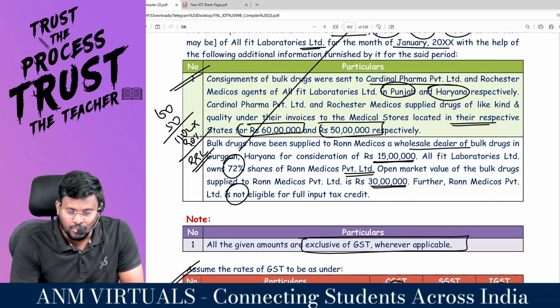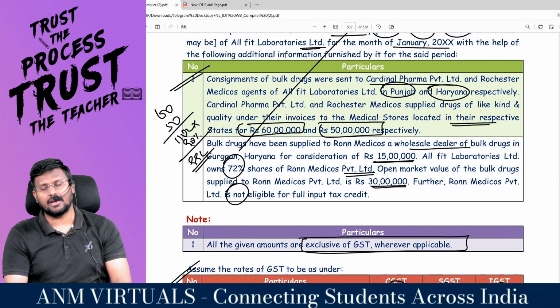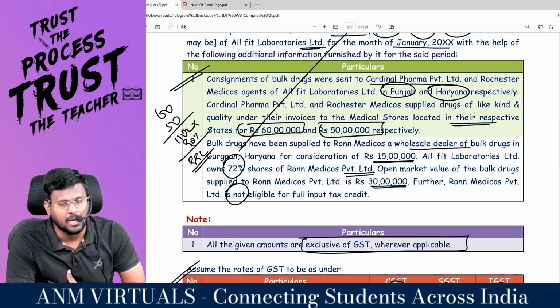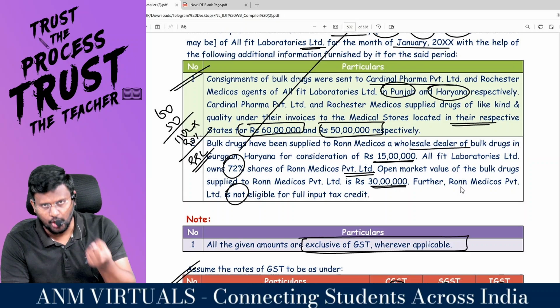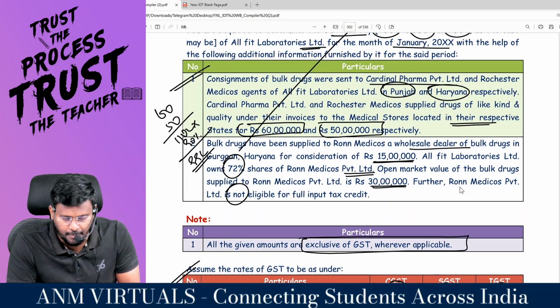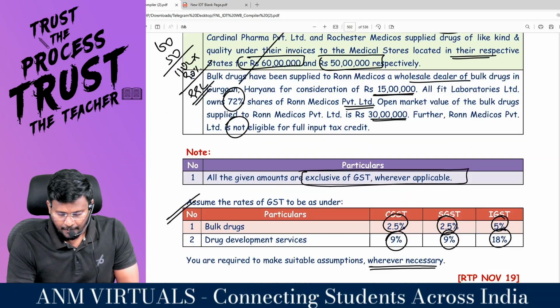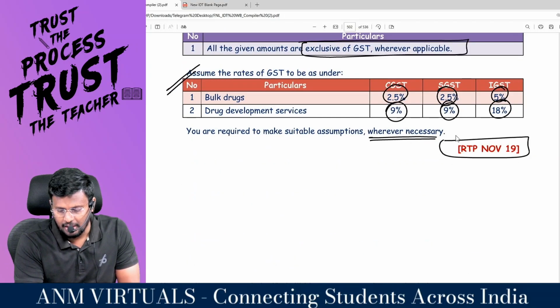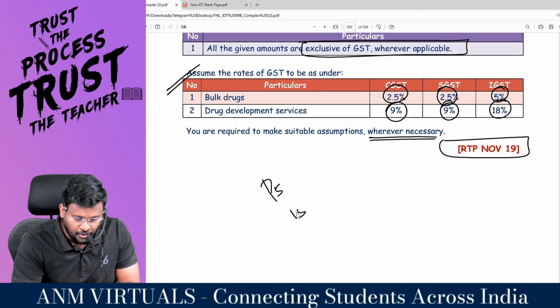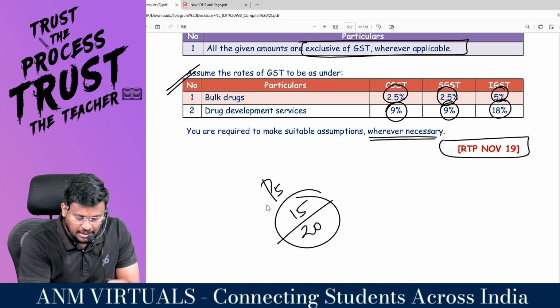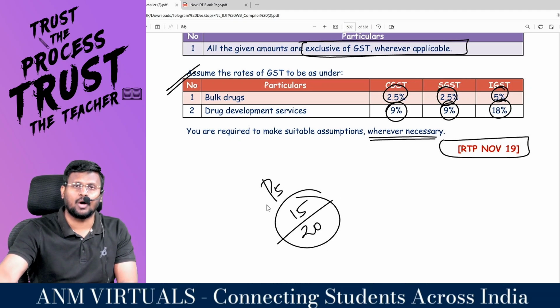Bulk drugs supplied to their own related party. Rule number 29 will not be applicable. Rule number 28 will be applicable. You have to stick with open market value. And invoice value cannot be taken as open market value because the recipient is not eligible for full ITC. That's it. This is an RTP November 2019 question. So with this, we are done with part number 5 and we have completed 15 questions out of 20.